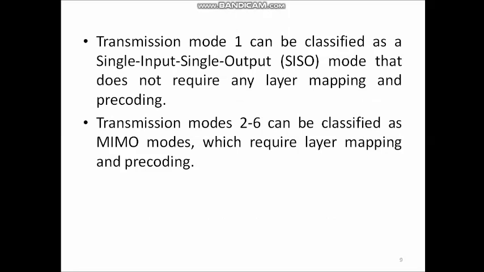The transmission mode 1 can be classified as a single input single output or SISO mode that does not require any layer mapping and pre-coding, because here one transport block is transmitted from a single physical antenna. And transmission mode 2 to 6 can be classified as MIMO modes, which require layer mapping and pre-coding. So, this layer mapping and pre-coding we have already discussed in the last session. So, since here multiple layers are used and multiple antennas are used, this requires layer mapping and pre-coding.